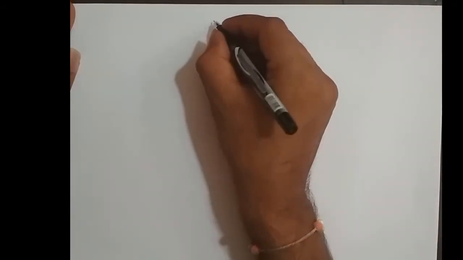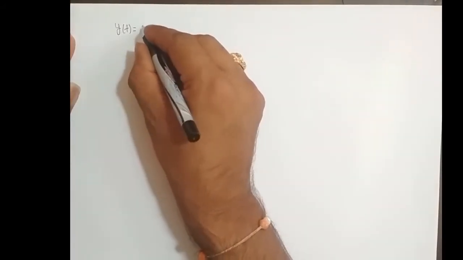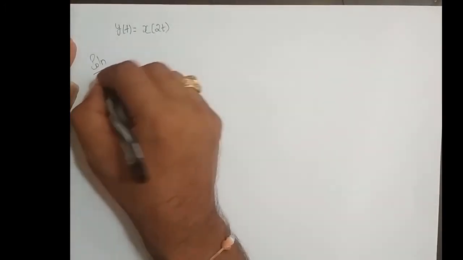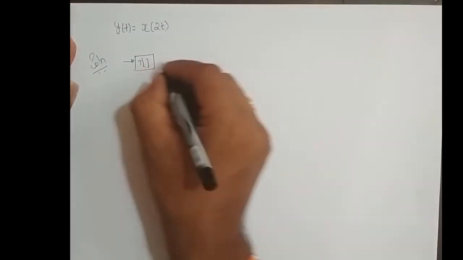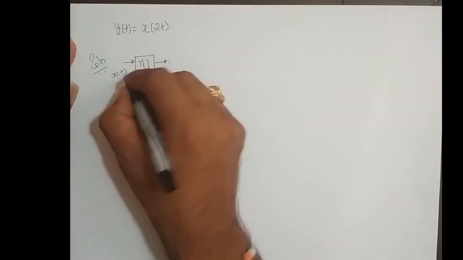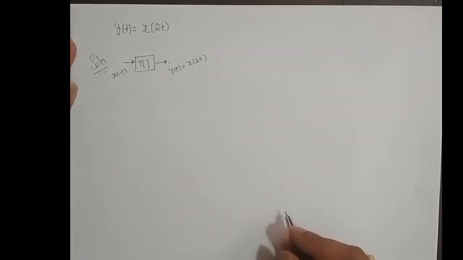Okay, we'll take up one more. So y of t is equal to x of 2t. So this is our system. Solution. I have a system which does the transformation; I'm feeding x of t, and I get y of t. And what is y of t? Y of t is x of 2t.